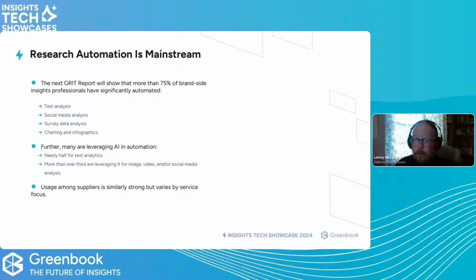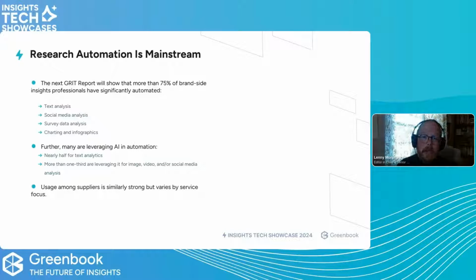It is absolutely mainstream. So in the next Grit report that will be coming out shortly, we see that 75% of brand side insights professionals have significantly automated. This is the process we've been tracking for quite some time. And the low-hanging fruit has been in text analysis, social media analysis, survey data analysis, charting, infographics. Again, we look all the way back to things like Wincross and SPSS and those technologies. Obviously, that was very easy to adapt. Of course, as we now look at the integration of AI into Microsoft Office or into Power BI and those solutions, that's only accelerating this process.